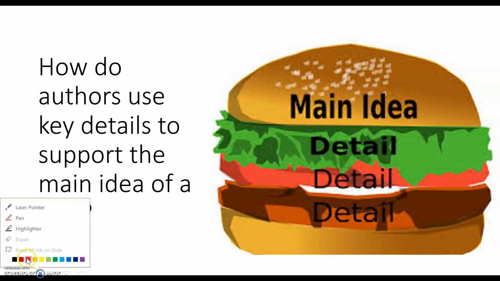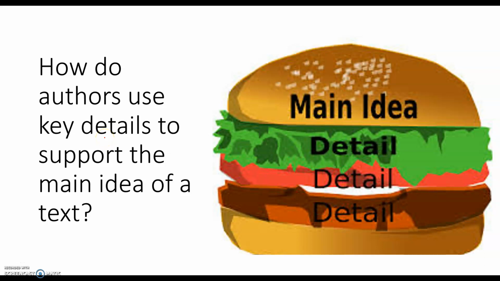Your lesson essential question is, how do authors use key details to support the main idea of a text? So we'll be looking at the main idea of a text you read, and we'll be finding those key details that support the main idea.